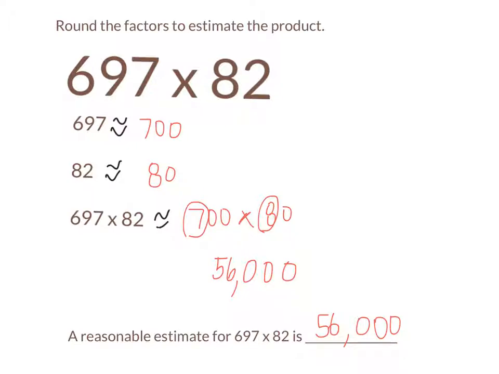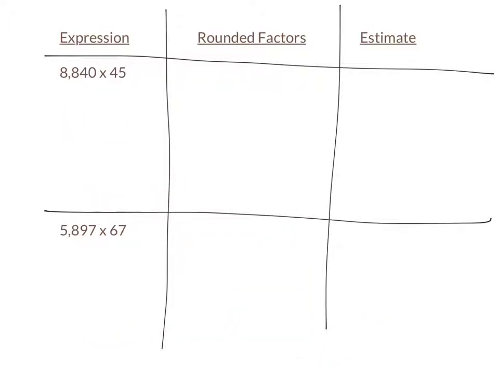Good, let's try a couple more. Okay, our first expression is 8,840 times 45. That expression is given to us. It's a multiplication problem, right? So that means the two numbers that we're multiplying together are called what? Factors. Good. Let's round so that each factor is a multiple of 10. So 8,840 is pretty close to what number?